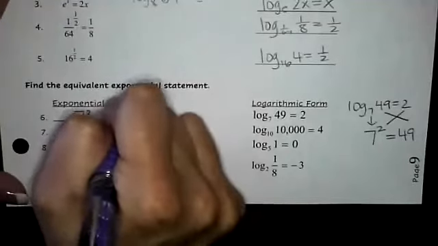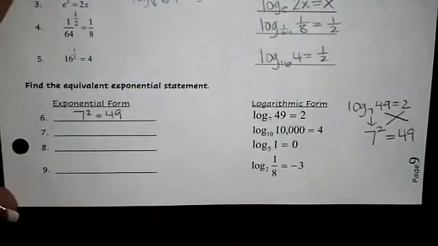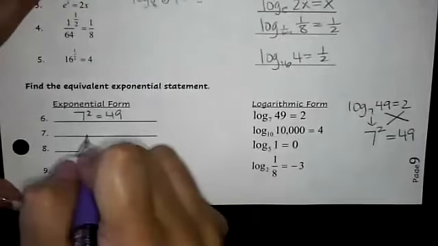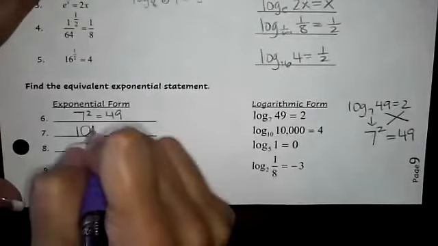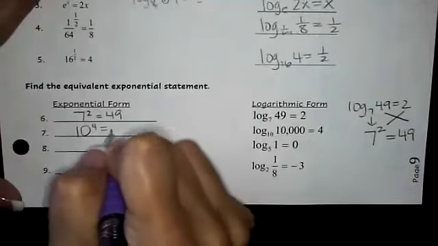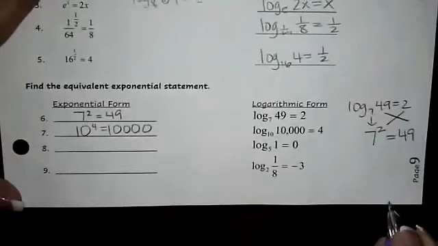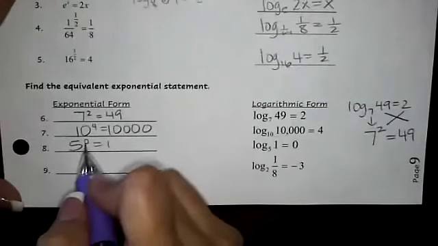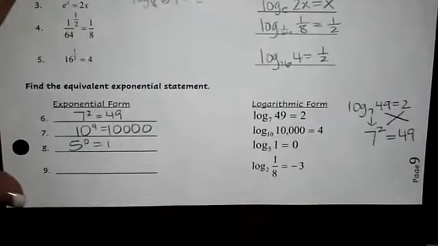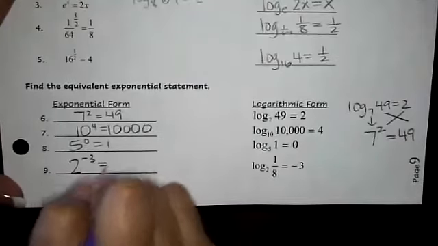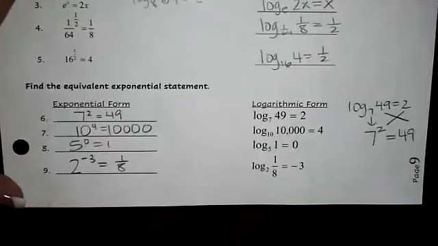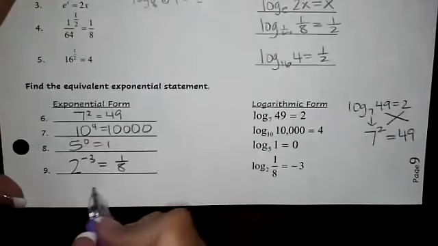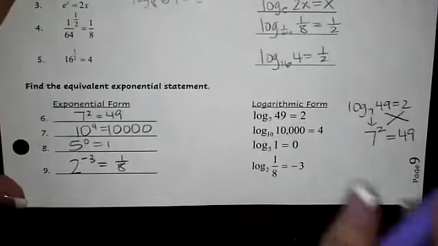7 squared equals 49 on that first one. Feel free to pause the video and try them and then check your work. But our base here is 10, so we drop the base and then those switch, so that becomes 10 to the 4th equals 10,000. And 5 to the 0 is equal to 1. That's an easy one to check because you know anything to the 0 power is 1. And 2 to the negative 3rd equals 1/8. Another easy one to check, you know that when you have a negative exponent, that means to flip it. So we get 1 over 2 cubed, and 2 cubed is 8.